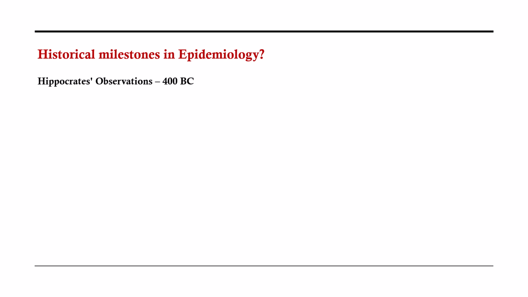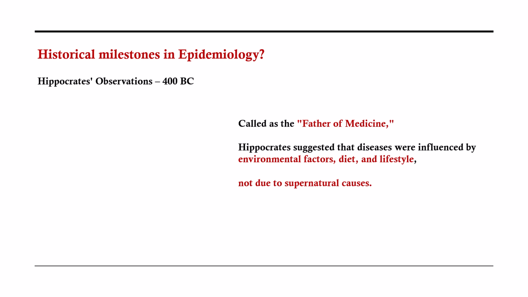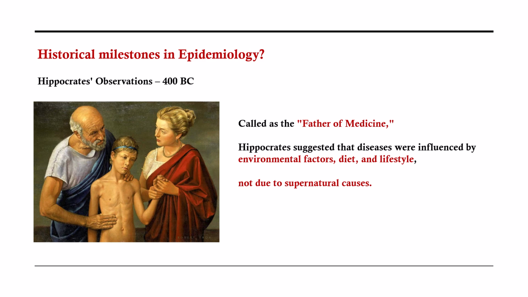Hippocrates. Hippocrates is known as the father of medicine. He lived in around 400 BC. Okay, Hippocrates suggested that diseases were influenced by various environmental factors, diet, and a lifestyle. In that time itself, he identified that diseases are not due to supernatural causes. It is due to the factors in our environment, diet, and a lifestyle. He was a great physician who thought about the causation of disease and suggested the role of environmental factors, diet and lifestyle.